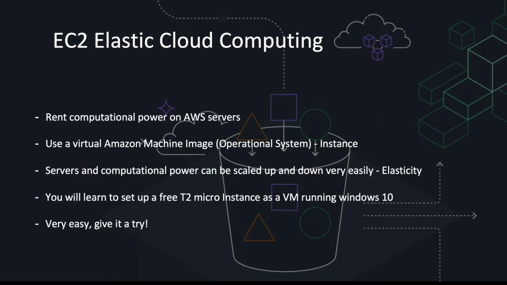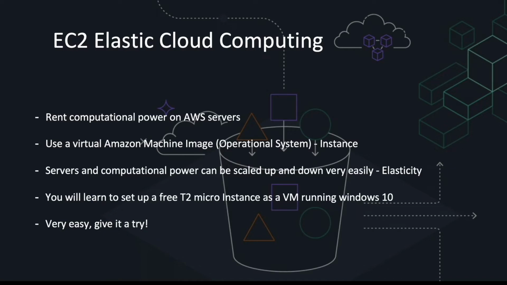To start with an introduction about EC2, the main idea behind EC2 is to rent computational power on AWS servers. It is possible to use a virtual Amazon machine image, AMI, which offers an operational system, and this is called an AWS instance. Servers and computational power can be scaled up and down very easily. This refers to the elasticity.